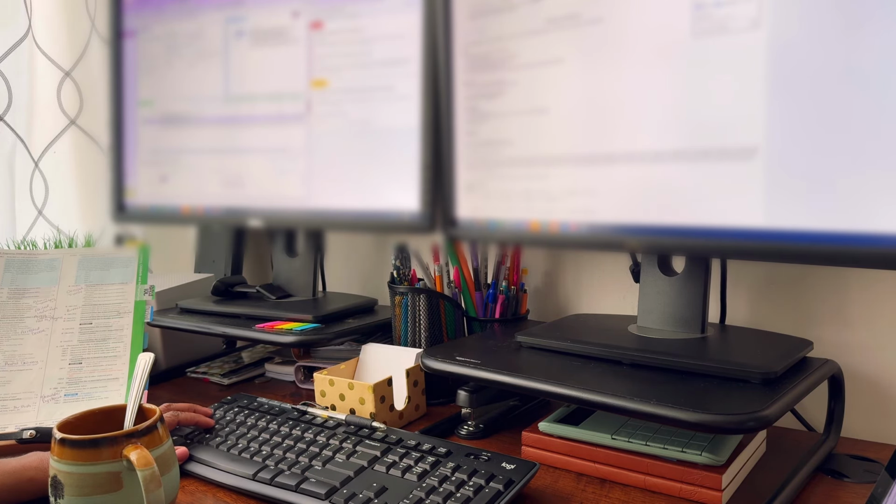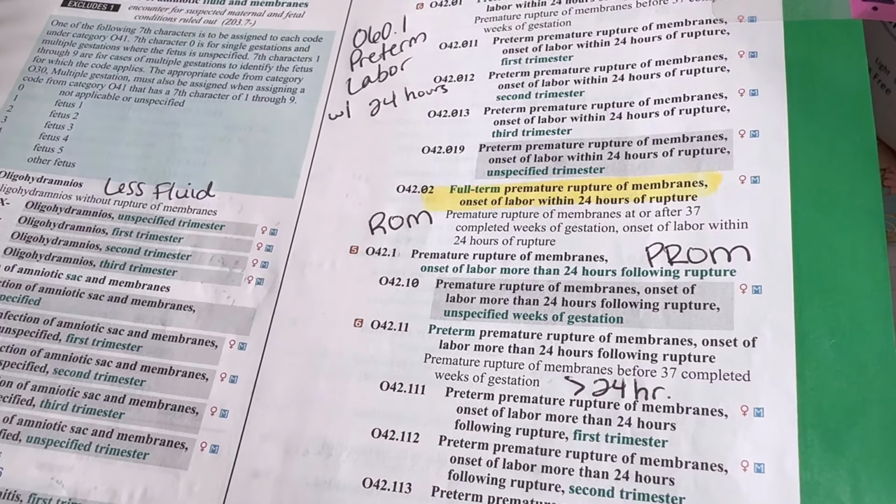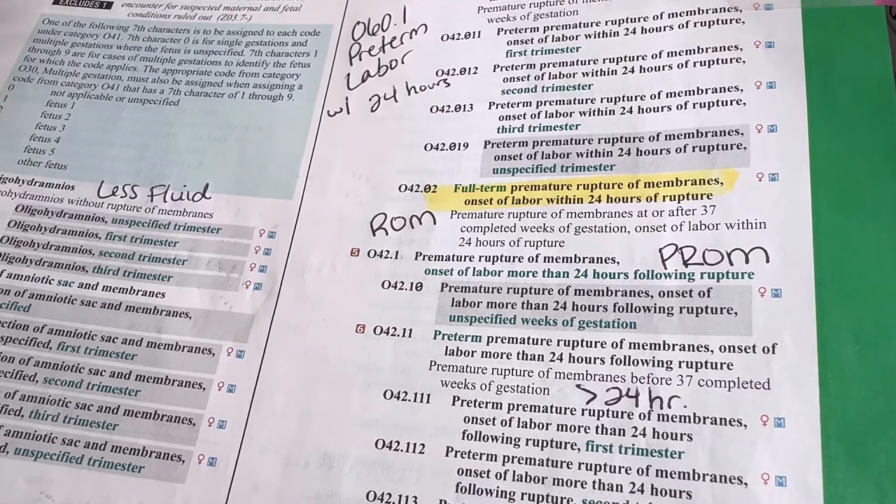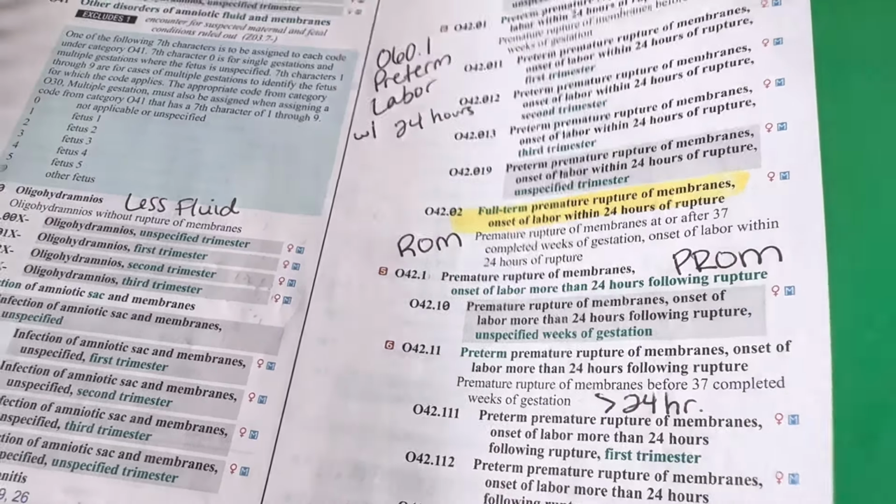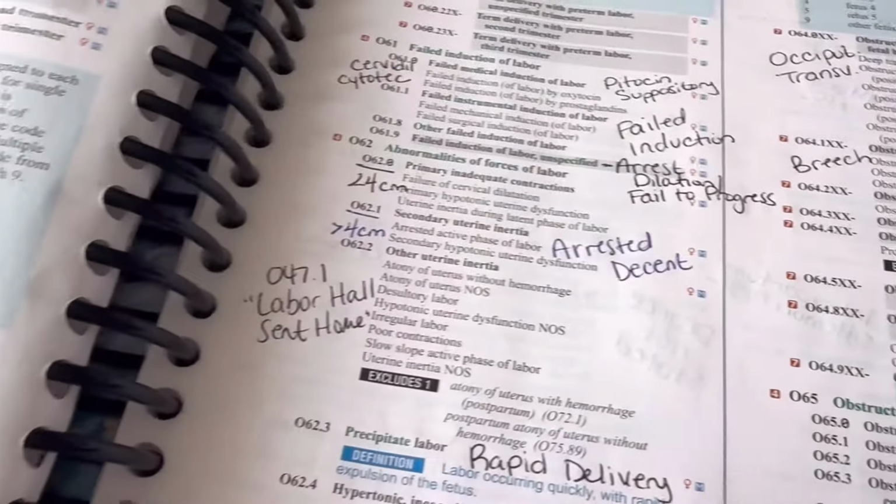And the patient's water broke before she came in. And it looks like, let's see how long before she delivered. Okay, so she delivered within 24 hours of her water breaking. So I'm gonna go with the 042.02 for my primary diagnosis code.